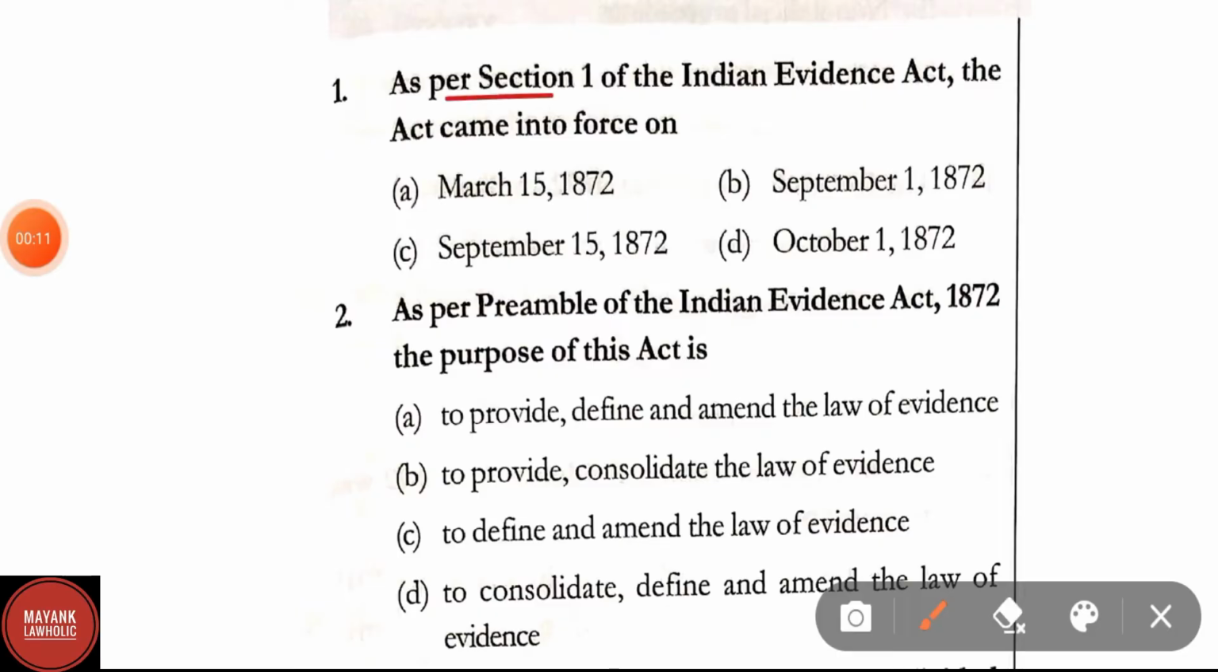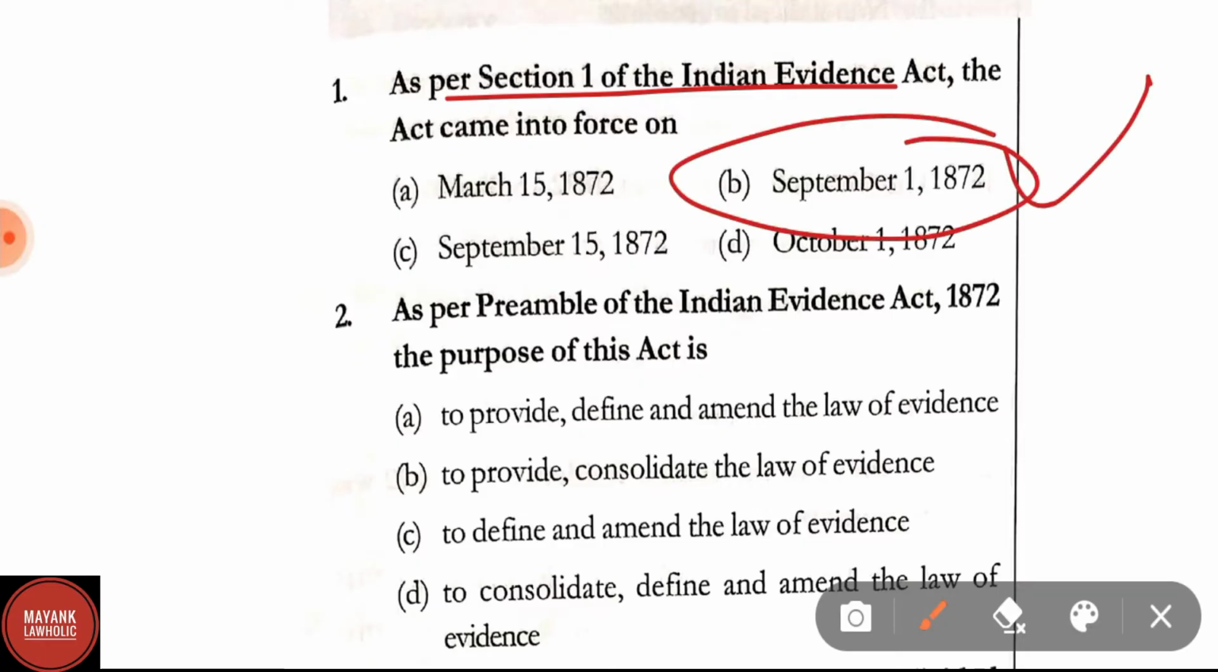As per section 1, the Indian Evidence Act came into force on, here correct answer is option B, that is September 1, 1872. Indian Evidence Act came into force on September 1, 1872.